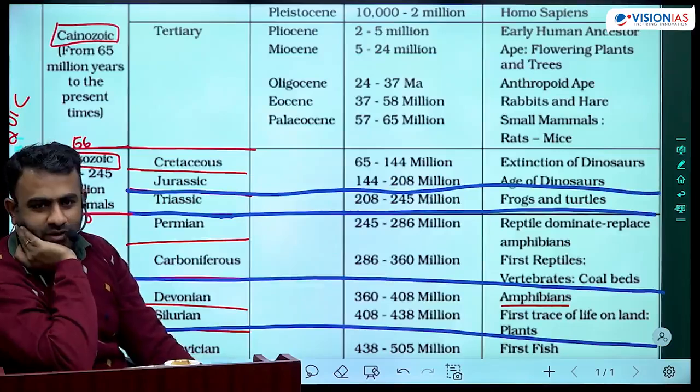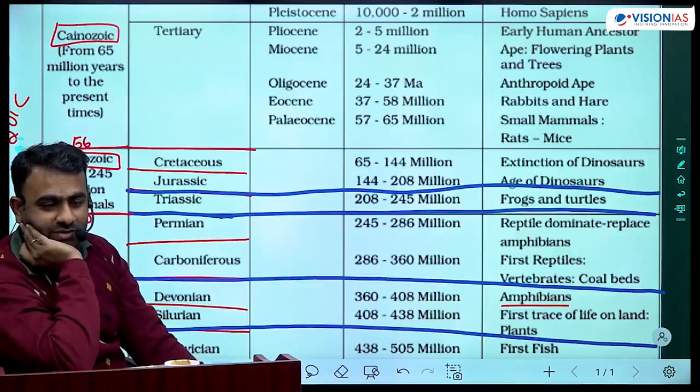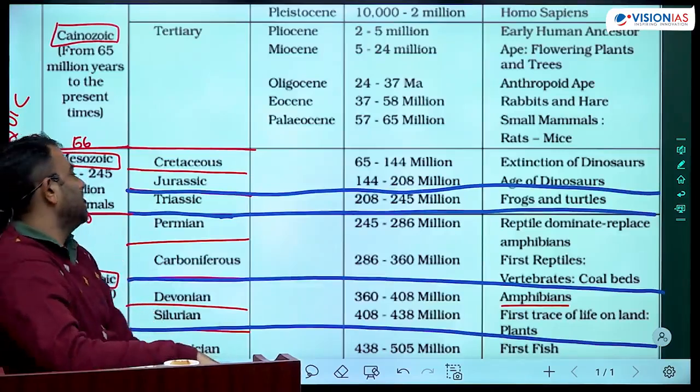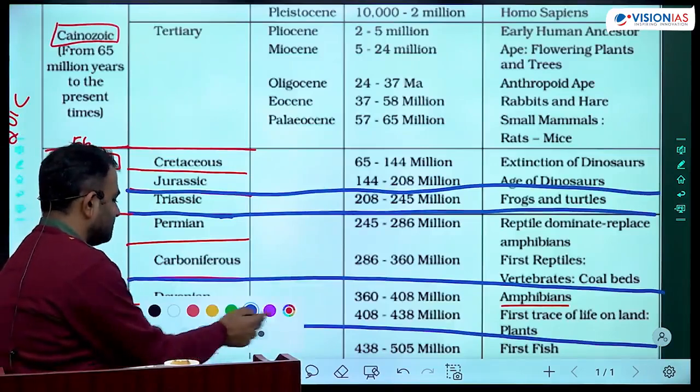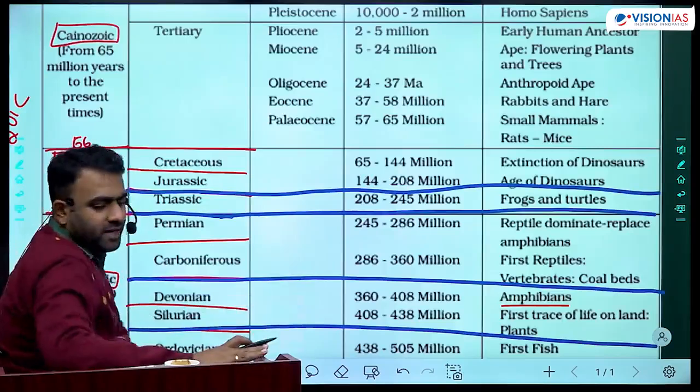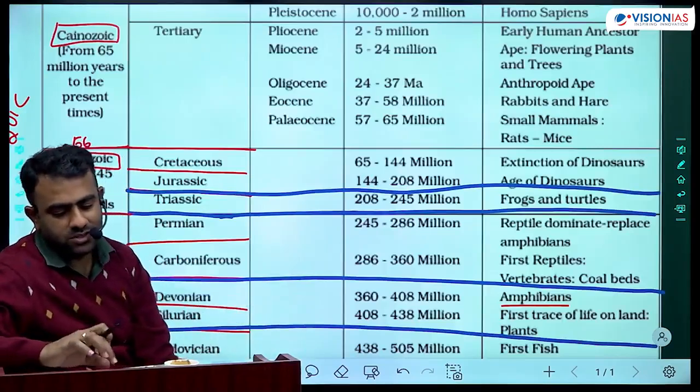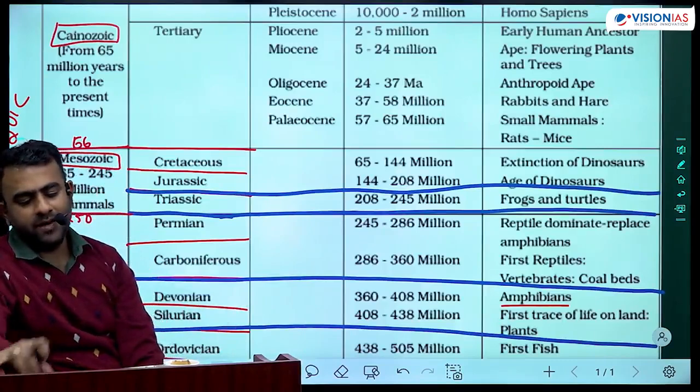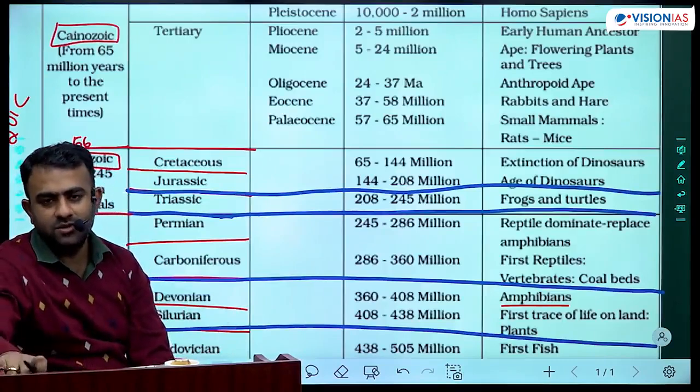Dinosaurs. 150 million years. The age of dinosaurs is Jurassic. Why the dinosaurs are so advantageous, so successful? Their capacity to adapt, their capacity to change.